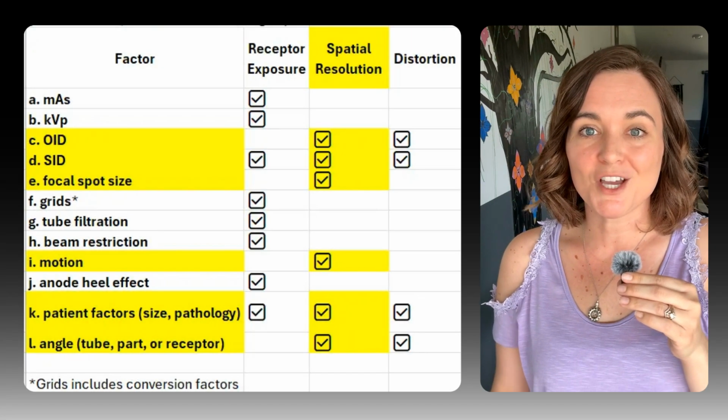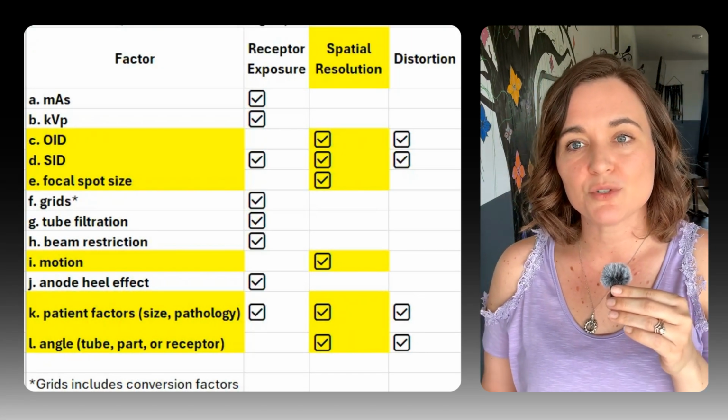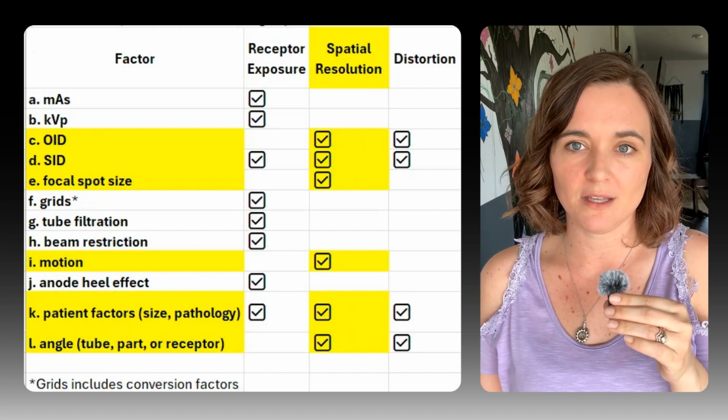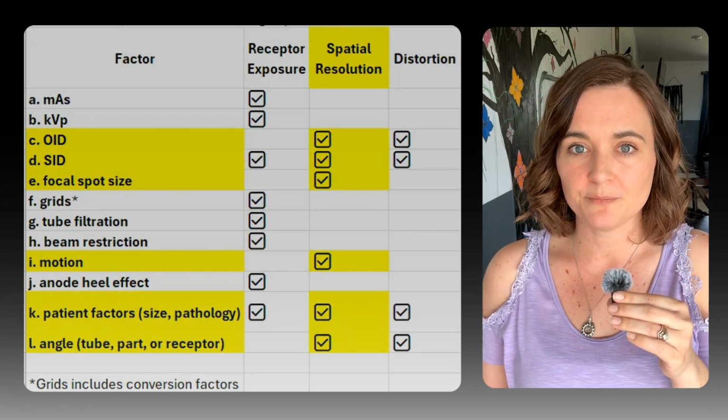The key takeaway here is the receptor only knows what hits it, not what you meant to send it. So controlling these factors is crucial for image brightness. Next up, factors affecting spatial resolution. Spatial resolution is all about detail clarity. They're the factors that make an image crisp or blurry.